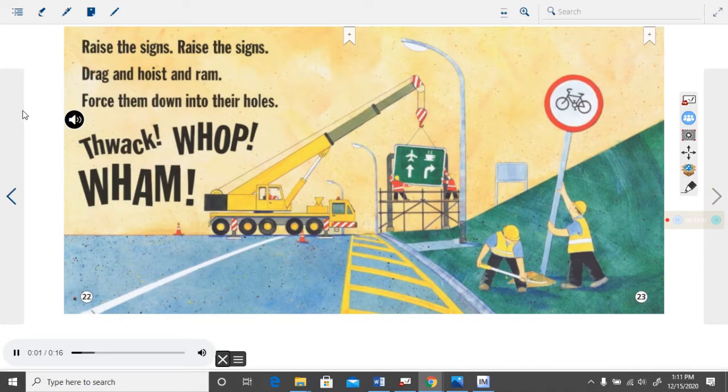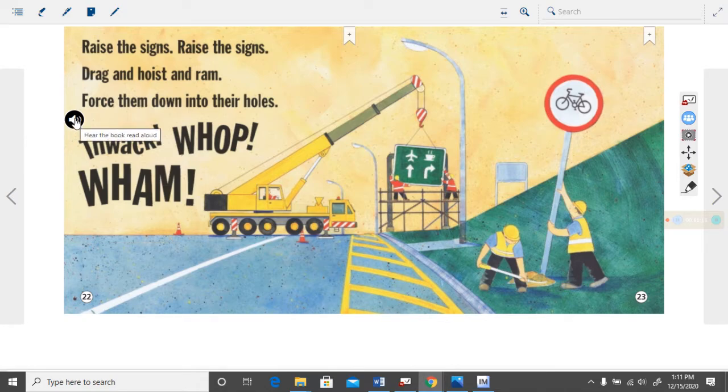Raise the signs. Raise the signs. Drag and hoist and ram. Force them down into their holes. Thwack, whop, wham. Remember that sentences always begin with a capital letter.